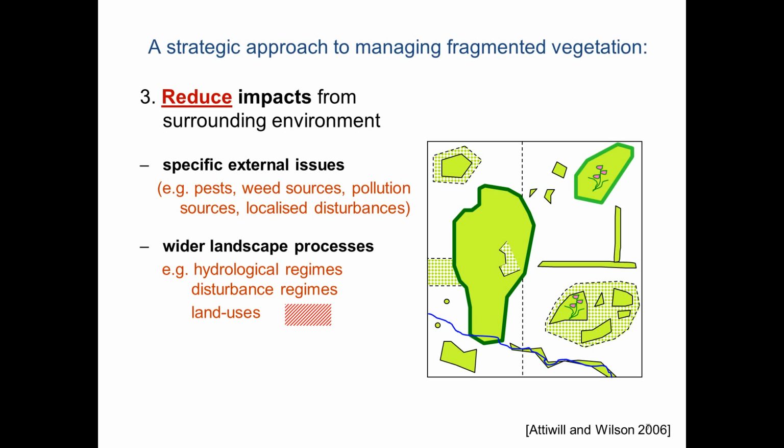The third stage is to try and reduce impacts from the surrounding environment. So if you think about this, each one of these patches of remnant vegetation is surrounded on all sides by a habitat that's very, very different. It might be cleared fields for cows, it might be a housing development with streets and concrete all around it. We don't want that external area intruding into and impacting our remnant vegetation. So we may have to take steps to deal with that, and there's a whole bunch of things we could do here depending on what the problems are.